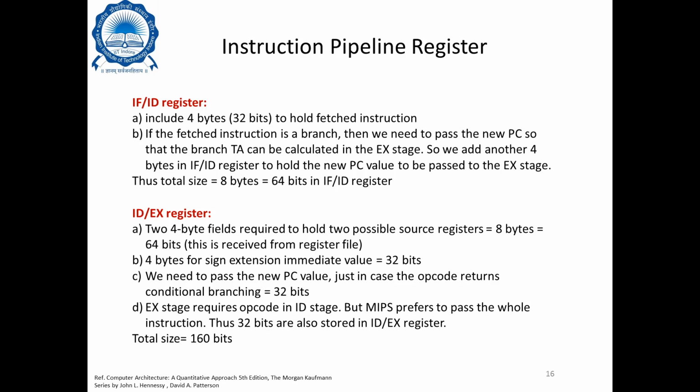We also need to pass a new PC value just in case the opcode turns out to be a conditional branching, as in the case of the previous one. So we have another 32 bits. The execute stage also requires the opcode from the ID stage, but MIPS prefers to pass the whole instruction. So another 32 bits are stored in the IDEX register for storing the entire instruction. So this becomes 64 plus 32 plus 32 plus 32, and that gives you a total size of 160 bits for the IDEX register. So that is the size of the IDEX pipeline register, 160 bits, and it contains these 4 pieces of information.